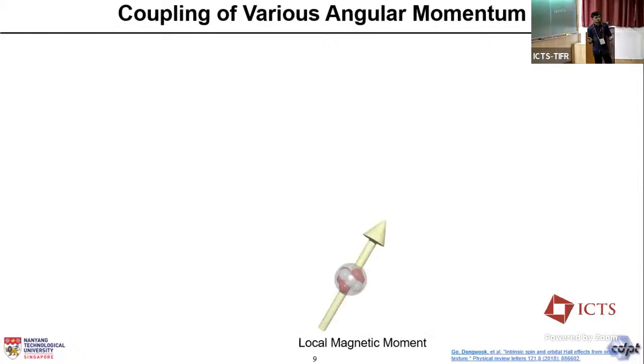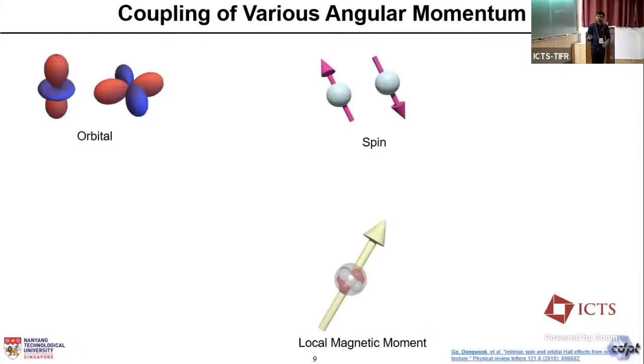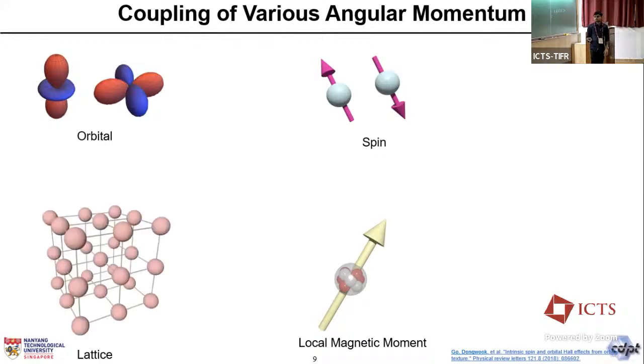So we are talking about magnetic materials, right? So we'll have local magnetic moment. We're talking about electron transport, so we'll have spin and orbital both. And we're talking about a solid, so we'll have lattice.